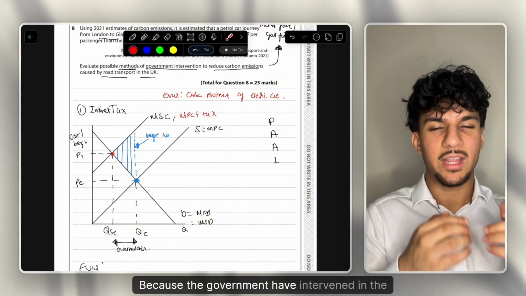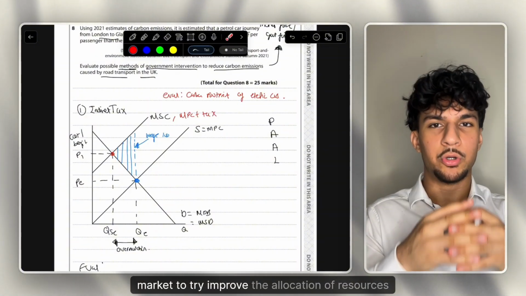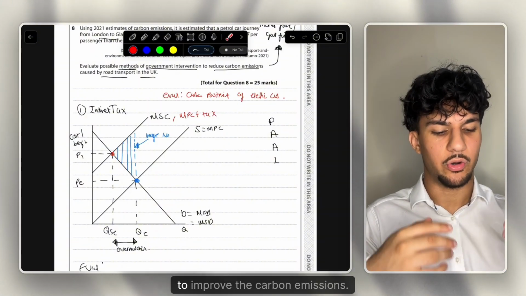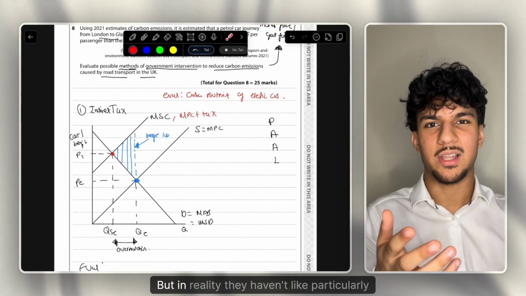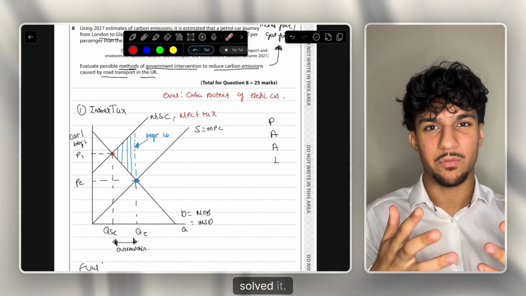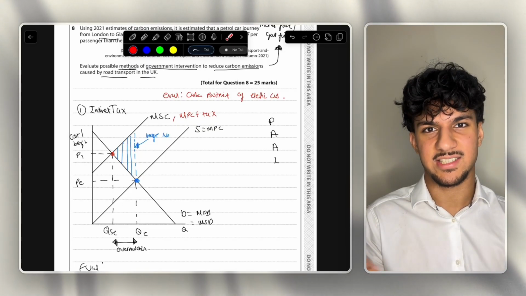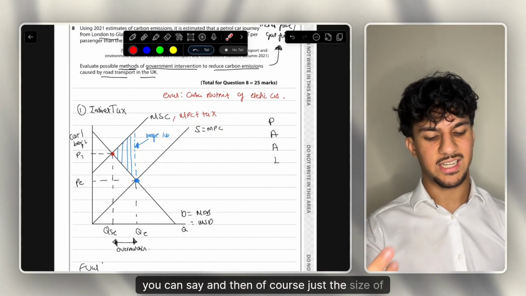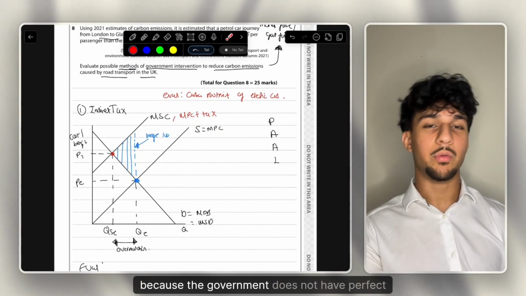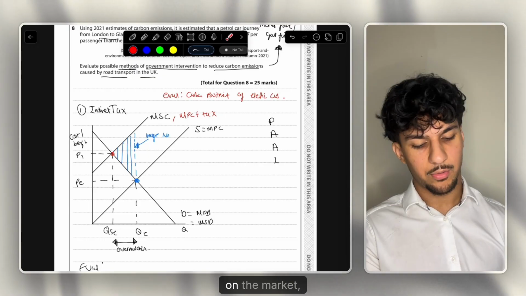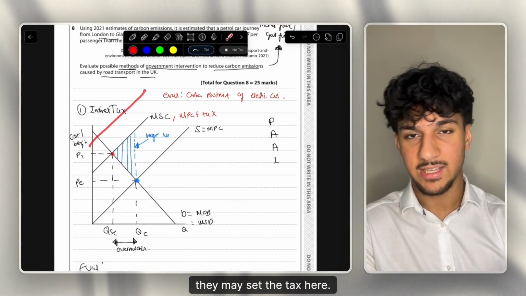Why? Because the government have intervened in the market to try improve the allocation of resources, so improve the carbon emissions, but in reality, they haven't particularly solved it. They haven't internalized the negative externality, you can say. And then of course, just the size of the tax. You can say the government does not have perfect information on the market. They may set the tax.